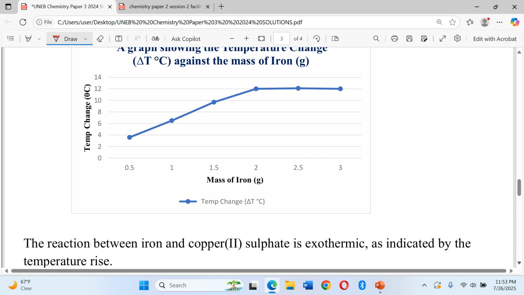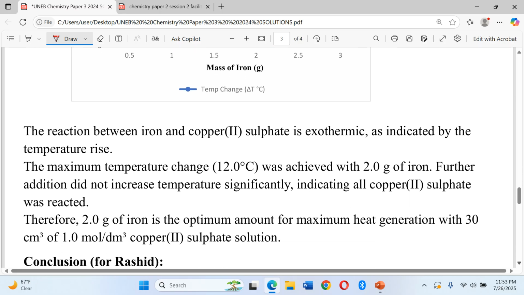So from there, we can write something small, and I'm just going to read through: the reaction between iron and copper(II) sulfate is exothermic. Isn't it true? It has released some heat, as indicated by the temperature rise. The maximum temperature change, 12.0, was achieved with 2 grams of iron. Further addition did not increase temperature significantly, indicating all copper(II) sulfate was reacted.